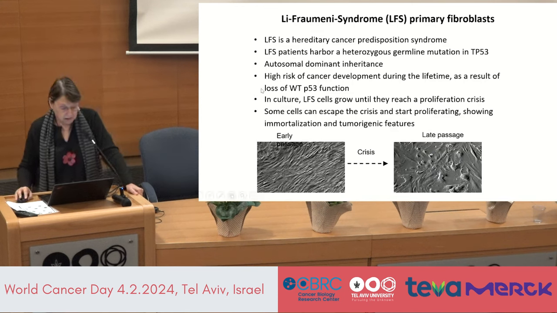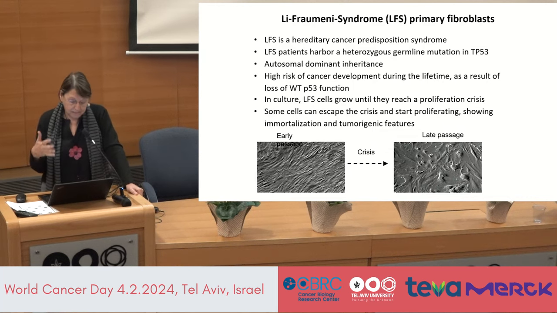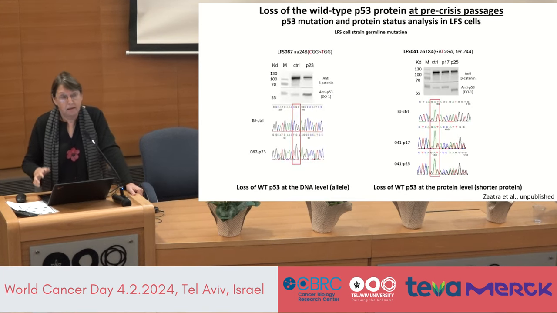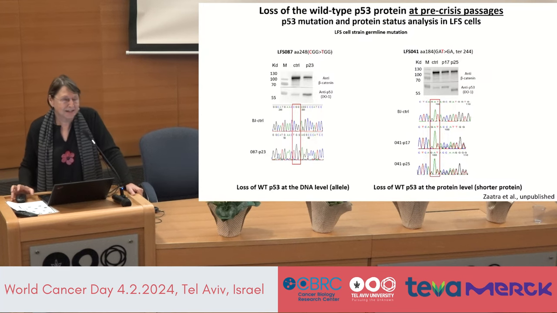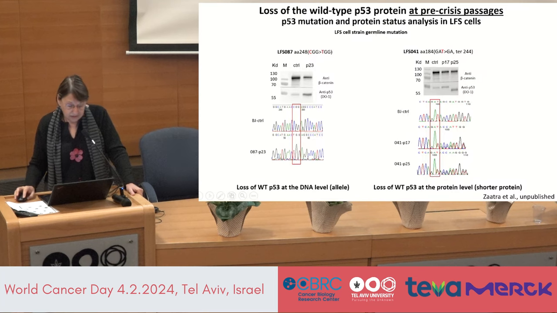In culture, interestingly, the Li-Fraumeni cells grow until they reach a proliferation crisis. And some of these cells can escape the crisis and then they become immortalized, they can proliferate forever, and they have tumorigenic features. So we have a small collection of fibroblasts from Li-Fraumeni syndrome cells. We can see here two of them, patient 87 and patient 41, and we see that in culture, spontaneously, they lose the wild type allele. In patient 87 it is a loss at the DNA level, so we are losing the allele.